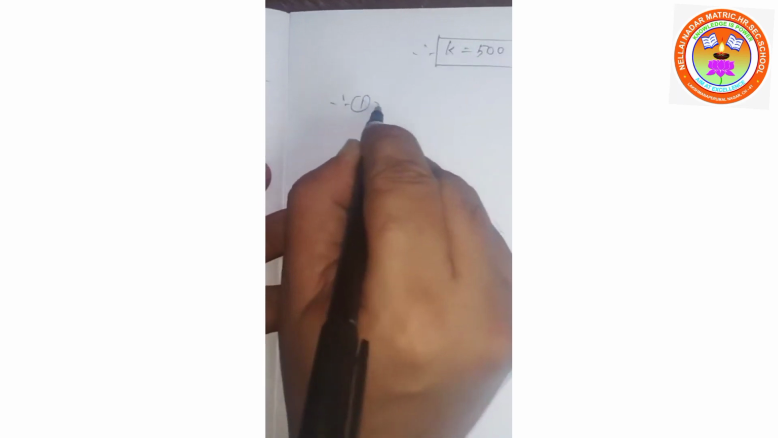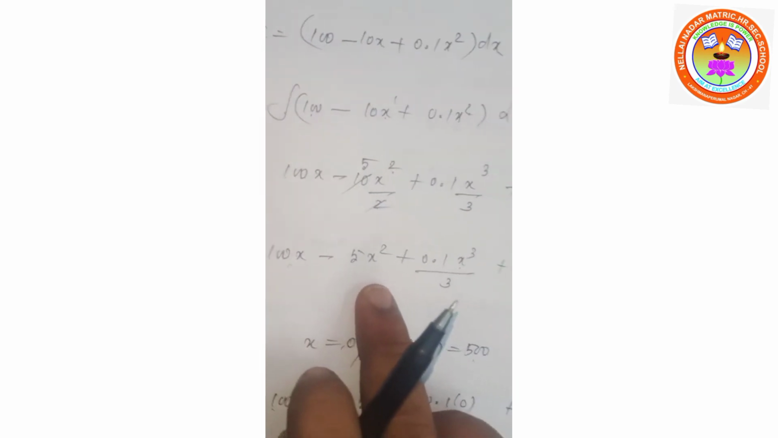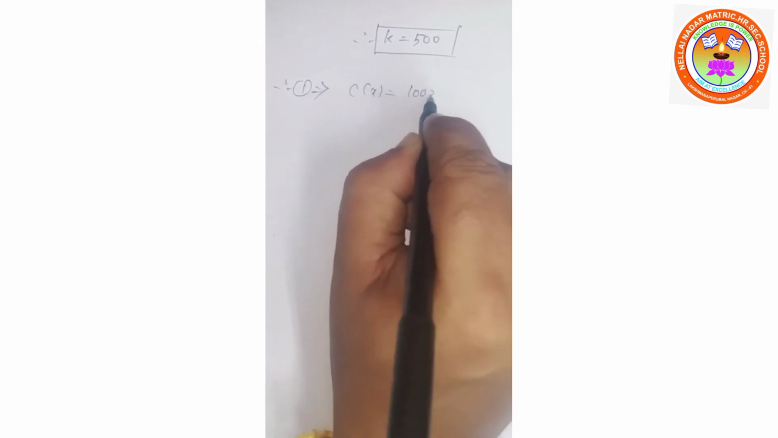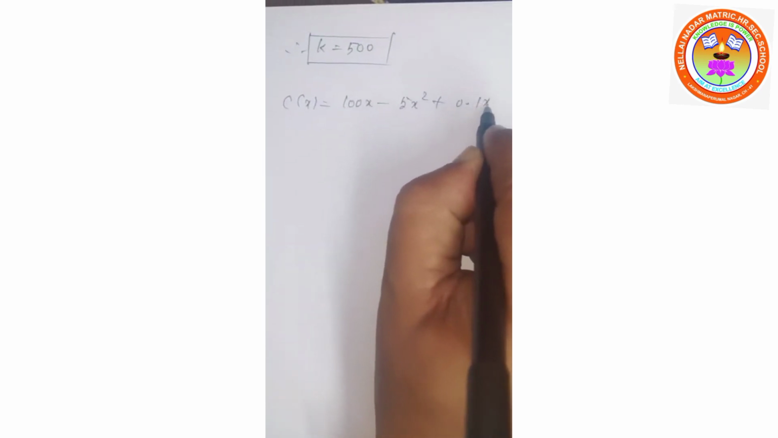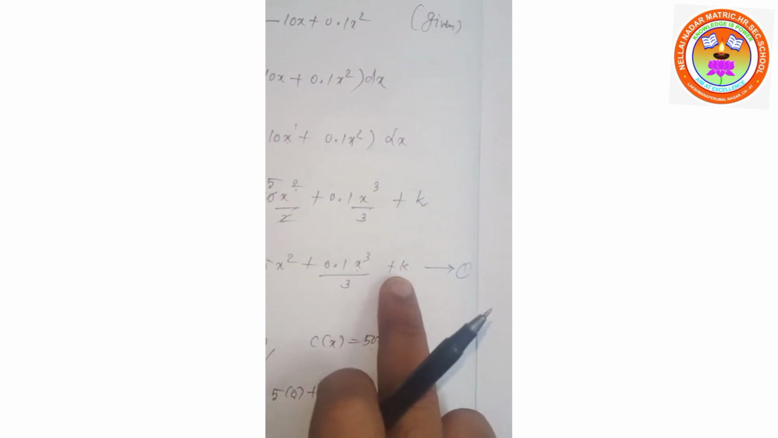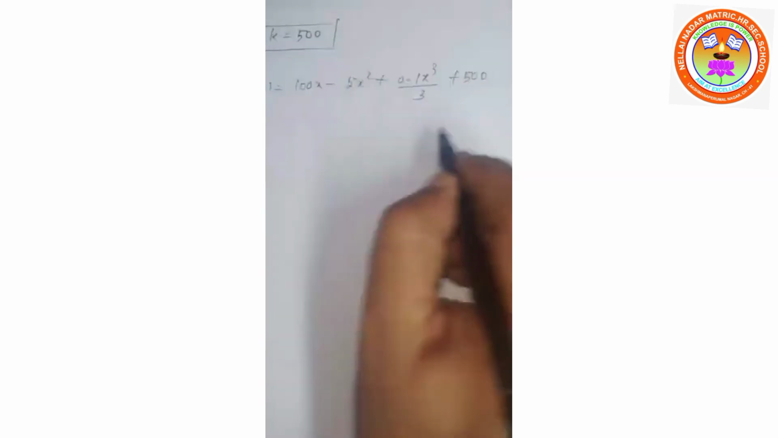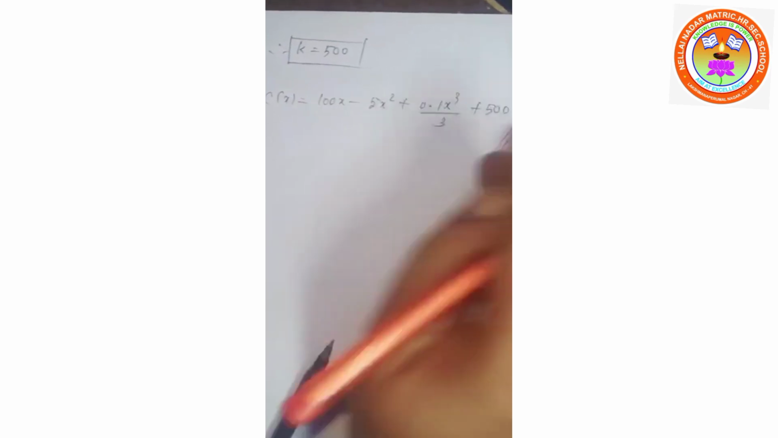Therefore, equation 1 implies, substitute the value of k in equation number 1. What is here? C of x equals 100x minus 5x squared plus 0.1 x cube by 3 plus k. What is the value of k? 500. This is the cost function. This is one answer. So total cost is over.